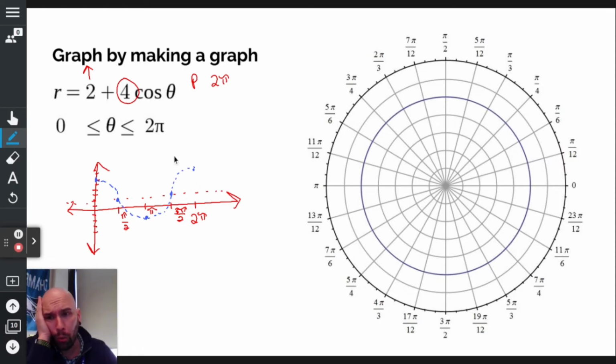Now let's label what we know. At 0, I'm at 6. So here's 0, 1, 2, 3, 4, 5, 6. At pi over 2, I'm at 2. So here's pi over 2, and here's 2. At pi, I'm at negative 2. So here's pi. Negative 2 is going to live right there. And at 3 pi over 2, which is this guy, I'm at 2. So 1, 2.